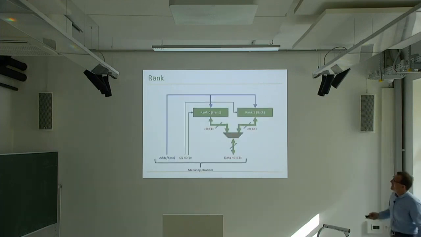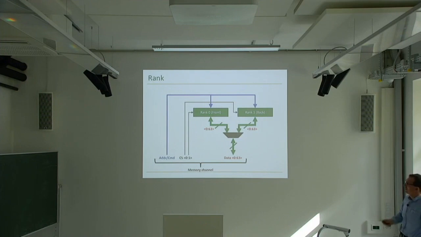Okay, if you look at a rank, this is rank 0, rank 1. Ranks share the address and command buses, and also they share the data bus, but they multiplex. Basically, you cannot access 2 ranks in parallel. You need to switch between the ranks. Ranks are there just to improve capacity of a DRAM chip mainly.